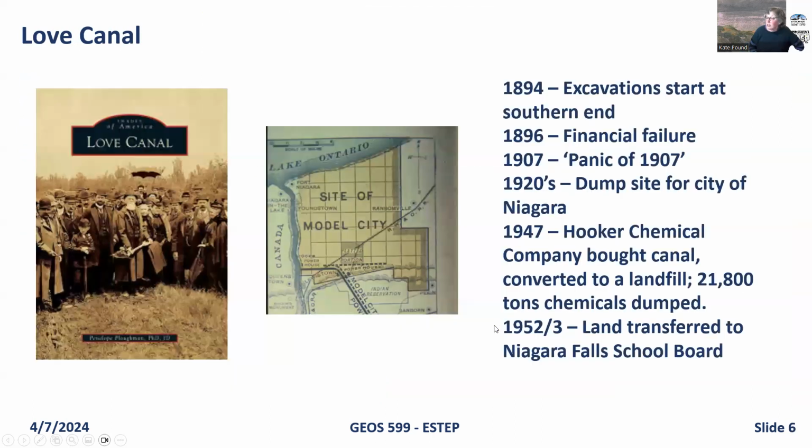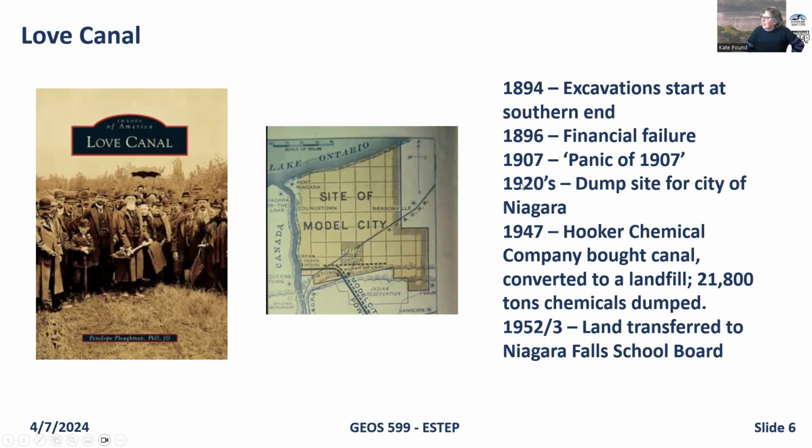So what did he do? I should mention there's a book about the story of Love Canal. So in 1894, he started excavations at the southern end. But there was financial failure in 1896. And so the project was kind of abandoned, but this whole area had been excavated.